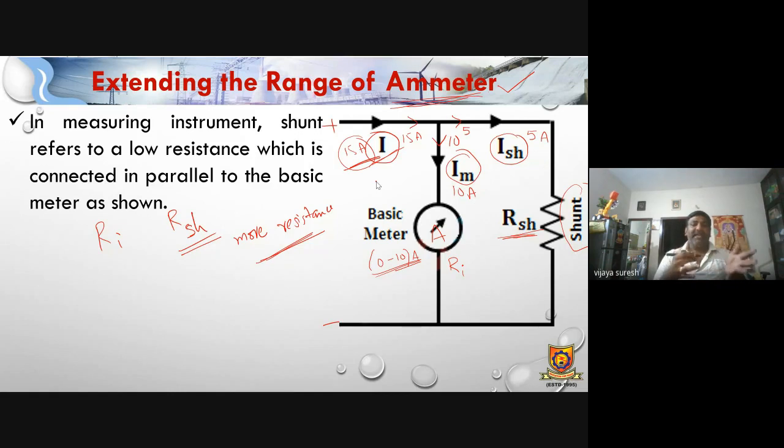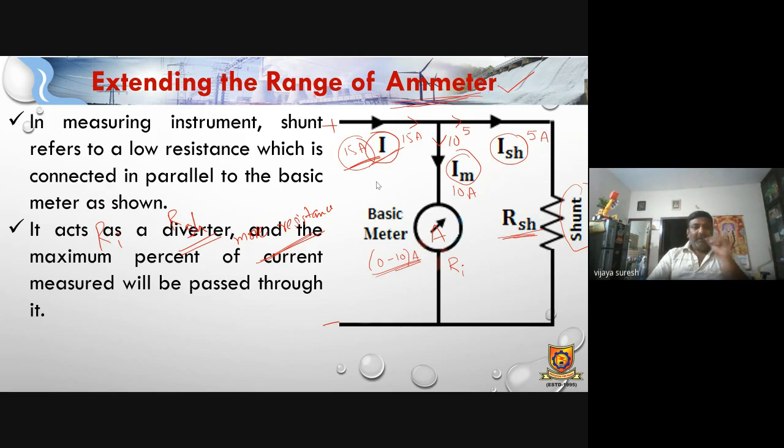So if Ri is more than RSH, then through RSH the current will flow. Otherwise, if RSH is more, RSH will not allow that 5 amps of current. That current will flow through the meter only. So 15 amps of current flows through the meter, and the meter will burn out. Is it clear? Always the shunt resistor should be minimum.